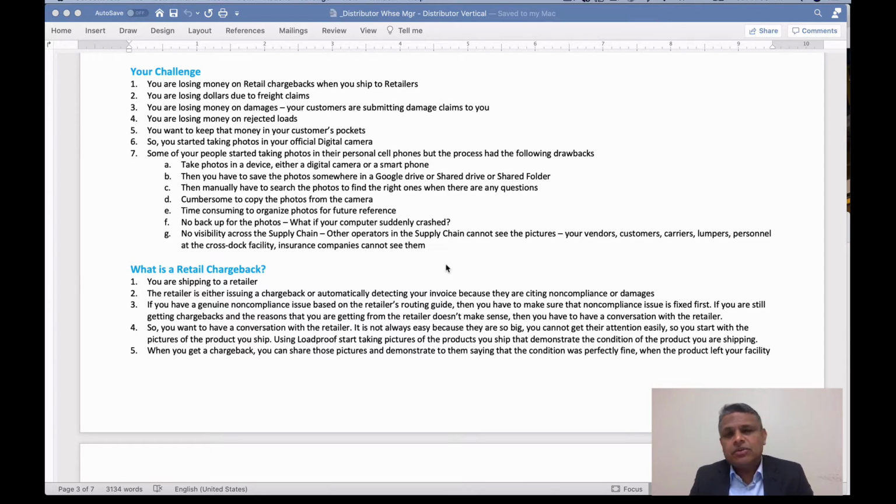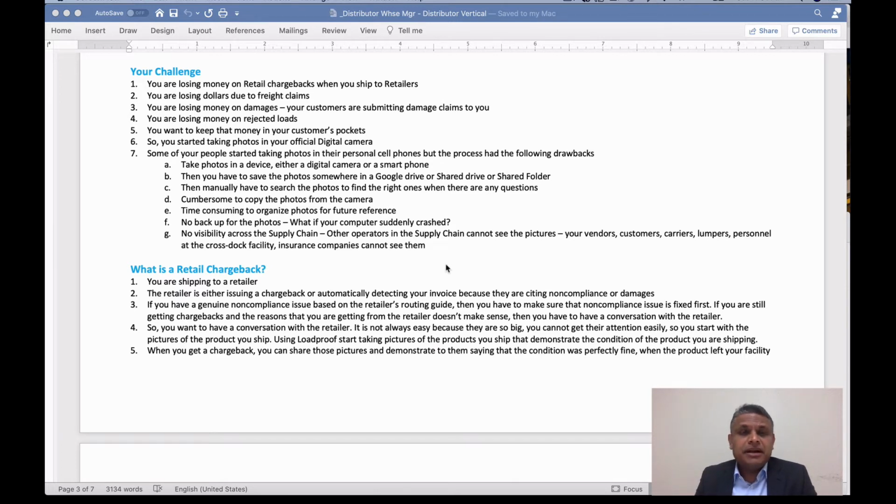So you started taking photos in your digital camera, which is a very cumbersome process. You've got to constantly take the memory card, go to the computer, copy, and then come back. So that's a lot of back and forth walking. Or your people are using their own personal smartphones and taking pictures, but after a month or so, or 3 months or 6 months, when the claims come back, you don't know who took the pictures, right? There are always Jose, Michael, John, you don't know who took the pictures. You don't know where the pictures are. And even if you find the pictures, you don't know what picture is for what, right?